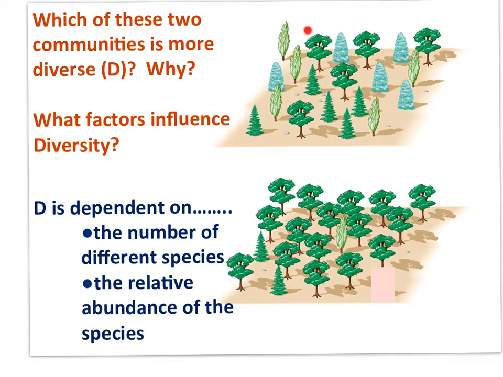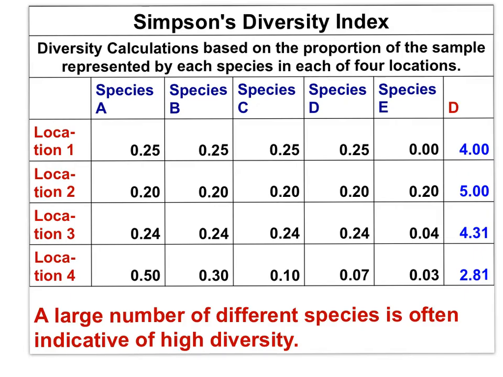So which of these two communities is more diverse? Diversity is a function of the number of different species and a function of their relative abundance. Hopefully you can see that this community is likely to be more diverse because it has more different species than this community. So if you have 5 species, like location 2, as compared to only 4, like location 1, the diversity is higher in location 2.